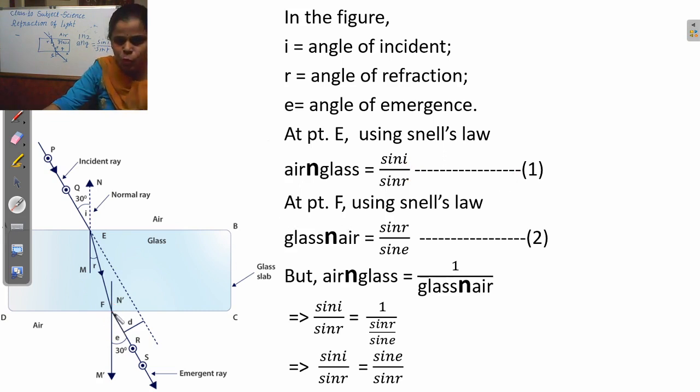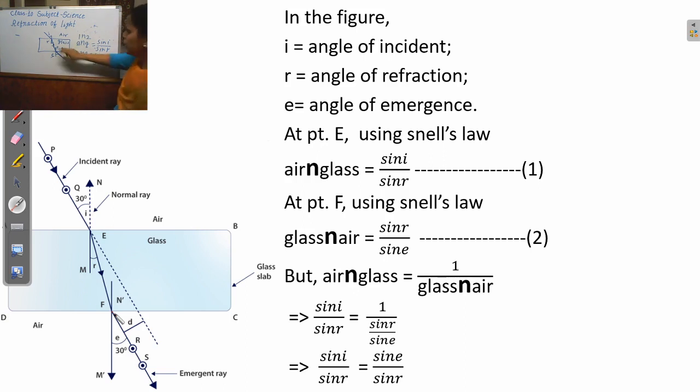Then again at this point F, when the light ray enters from the glass medium to the air medium, the refractive index of air with respect to glass, that means GA, is equal to sin R upon sin E. For this surface, the angle of incidence is this R, and the angle of refraction is this E. So using Snell's law, sin R upon sin E.